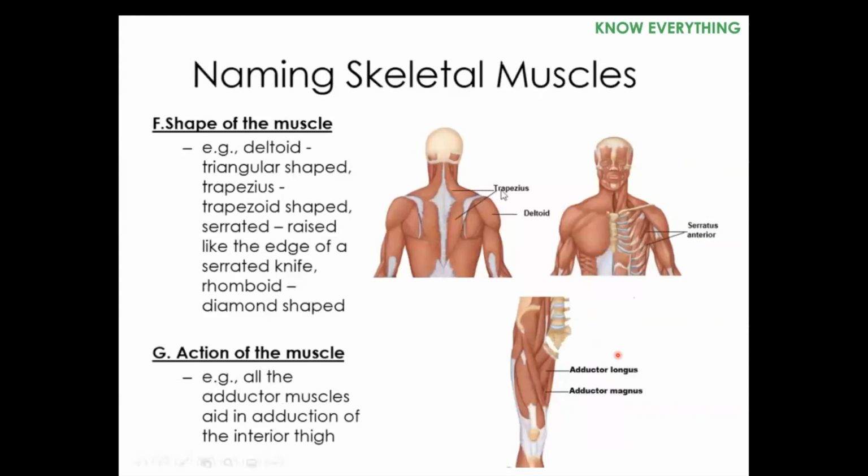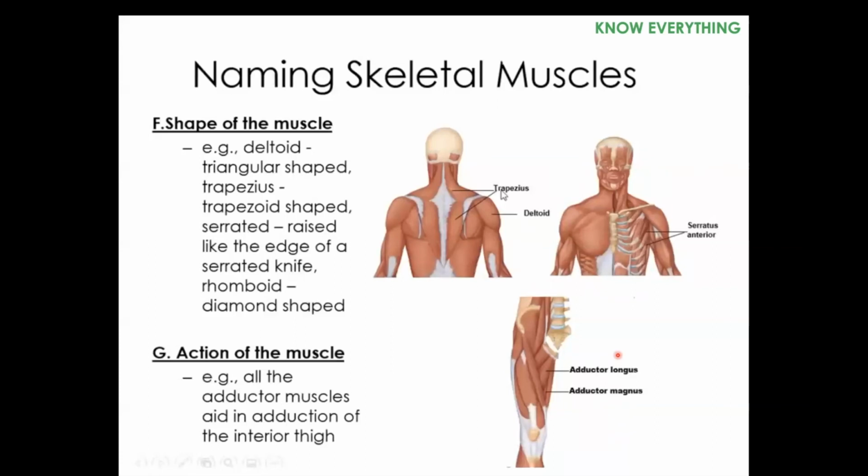So keep continuing on with that. We have the shape of the muscle. So deltoid is going to be a triangular shaped muscle. Trapezius is a trapezoid shaped muscle. Serrated muscles are raised like the edge of a serrated knife, and a rhomboid muscle is like a diamond shape.